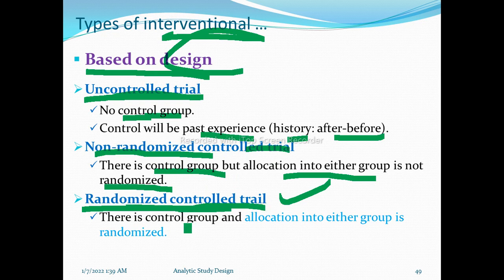In this case there is a control group, and there is also randomization. So one, there is a control group, there are two groups. The other, these two groups are allocated randomly by using a randomization technique. So this contains two important concepts, controlling and randomization. So the randomized control trial is an important and the best, commonly used trial. So these are the three types of interventional study based on the design.